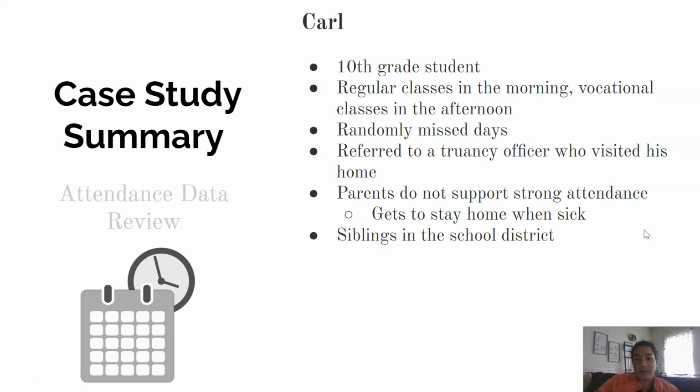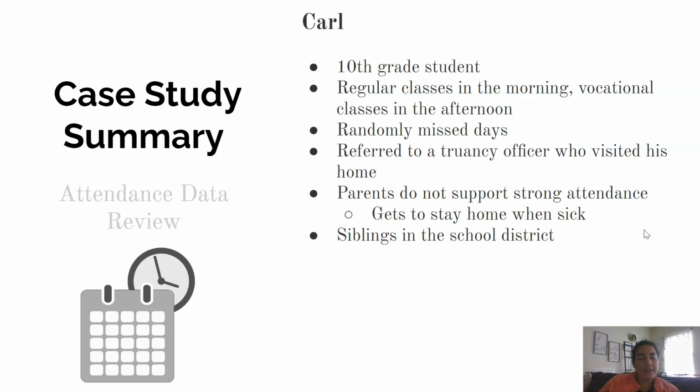Carl is the next student that is observed. He's a 10th grade student. He's in regular classes in the morning and attends vocational classes in the afternoon. He's just randomly missing days. He was referred to a truancy officer who went to his house, but when the truancy officer went to his house, his parents said, yeah, we don't really support these strong attendance policies. If he doesn't feel good, he's going to stay home. End of story.